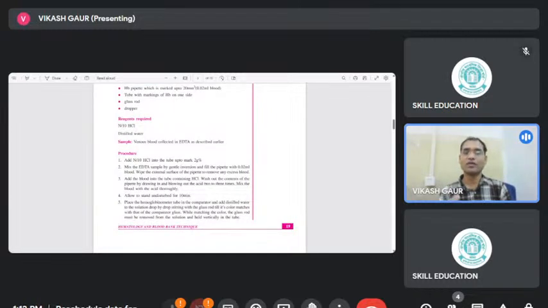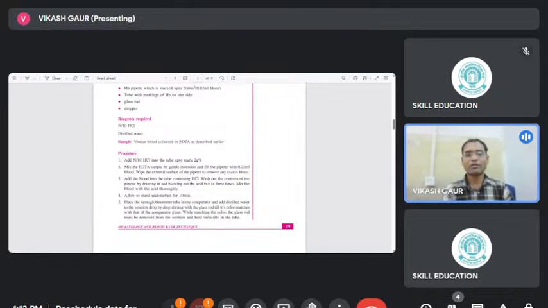What is the procedure for estimation of Hb? Add N/10 HCl into the tube up to mark 2 and mix the sample by inversion. Fill the pipette with 0.02 ml blood and wipe the external surface of the pipette to remove any excess blood. Add the blood into the tube containing HCl.